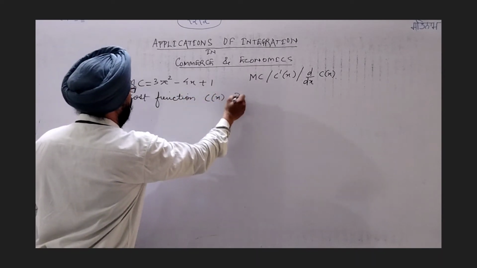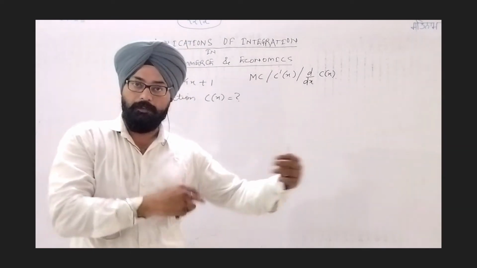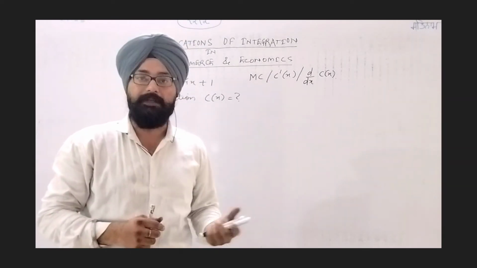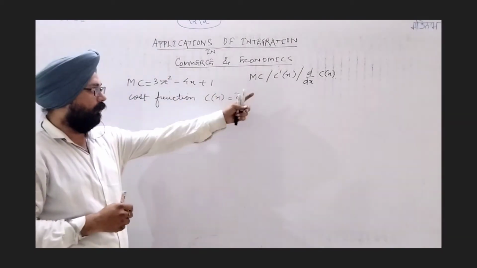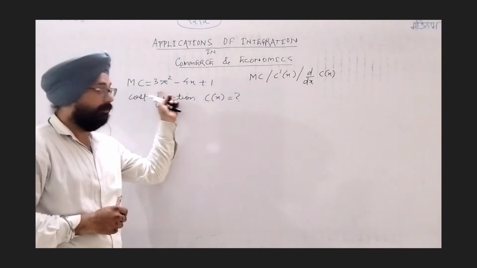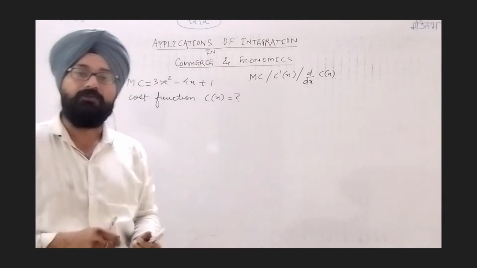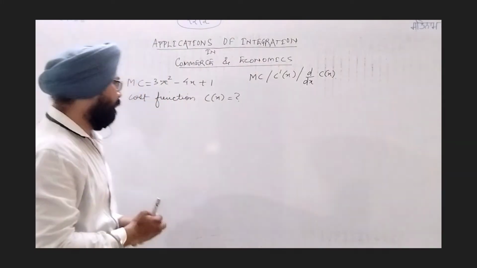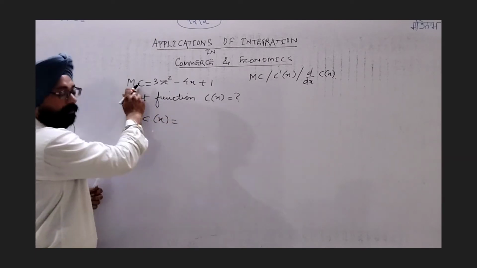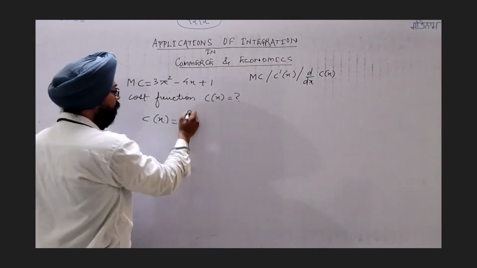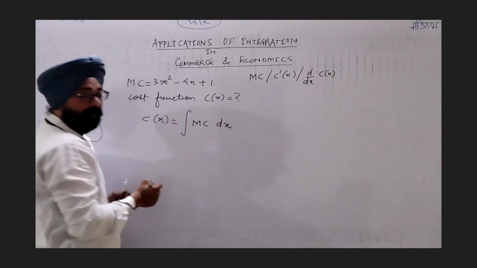Means C(x) is required. So in simple language, we have to go back to the original situation. We need to obtain the original function. So what operation was applied over the cost function to get MC here? We operated using differentiation. The reverse operation is integration. That's why C(x) can be obtained from marginal cost by the integration of marginal cost with respect to x.